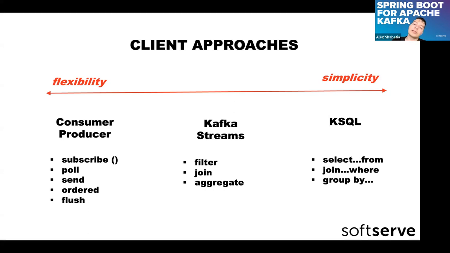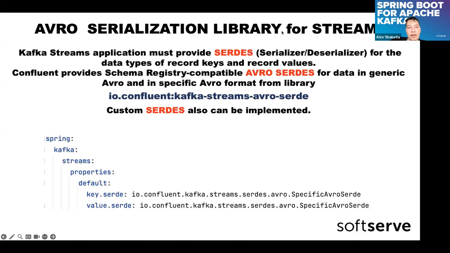There is a trade-off of flexibility to simplicity. Kafka Streams allows all the same actions that can be done by producer and consumer itself. But using Kafka Streams, it requires much less code and can be done easily. For Kafka Streams, we need to use other libraries for serialization and deserialization.